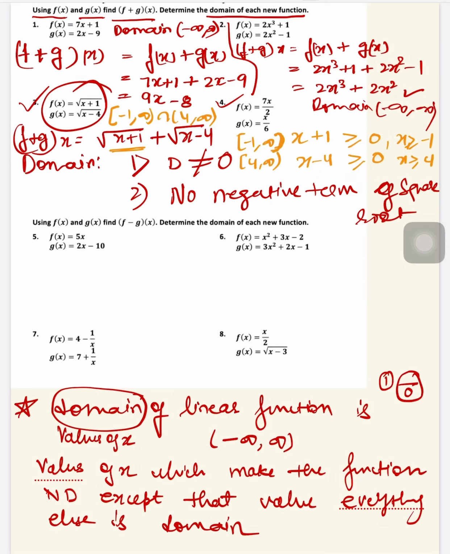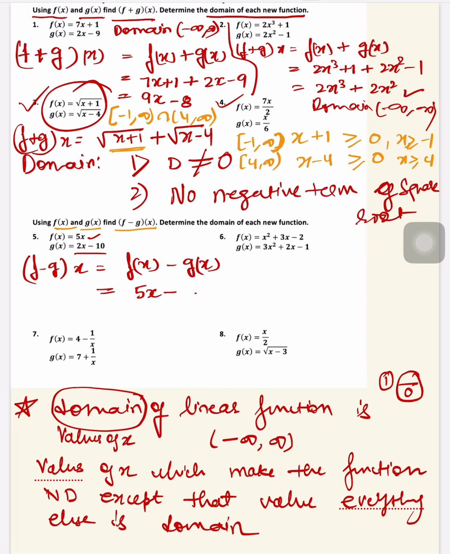So in this, we are using f(x) and g(x) and finding f minus g(x). First of all, f minus g(x) is f(x) minus g(x), right? So we can plug in the value of f(x). What is f(x)? 5x. So I write 5x minus g(x).